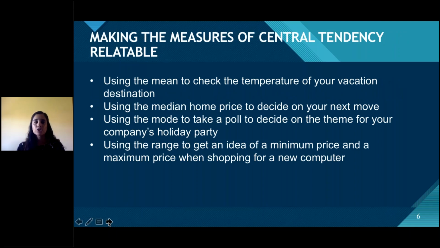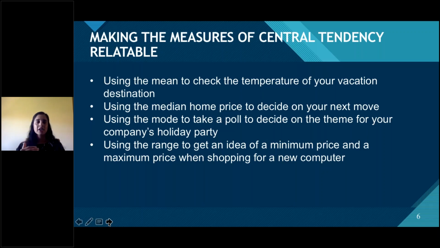Okay, so making the measures of central tendency relatable. This is really the crux of my presentation, and this is what I want to focus on the most: how can we make these mathematical measurements relatable to students so that they're not just abstract measurements. They can relate them to something concrete in their lives.